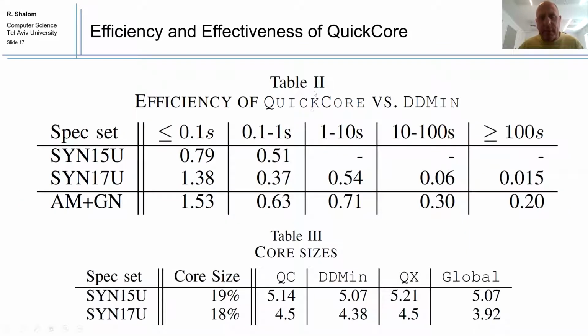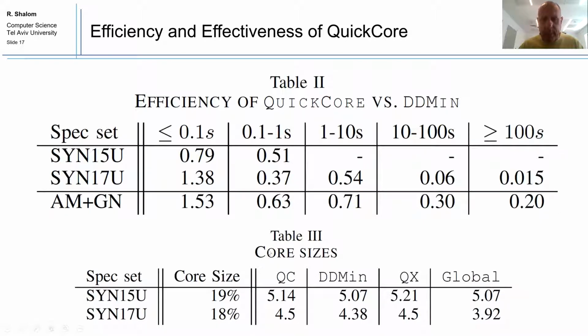We have a similar table for the comparison of QuickCore and delta debugging. And here we can see that QuickCore sometimes is slower than delta debugging for very small specifications, but as the specifications become larger, it becomes much better, even well over an order of magnitude.